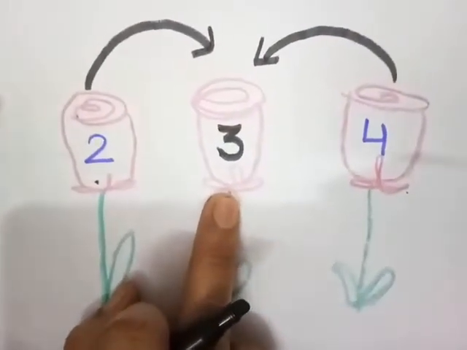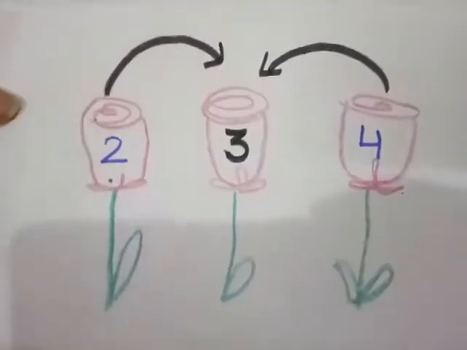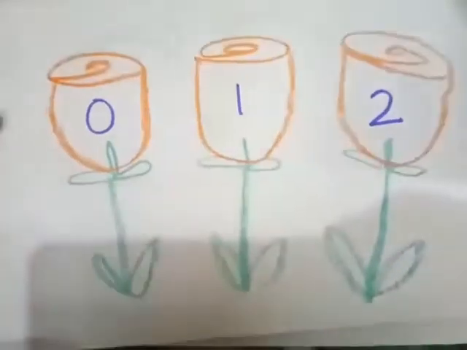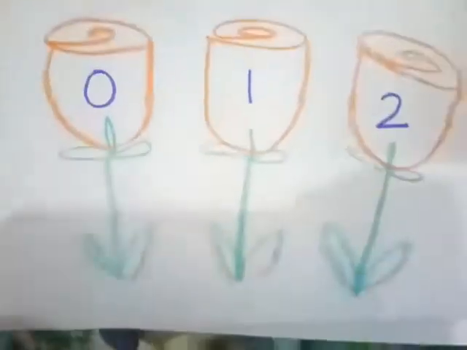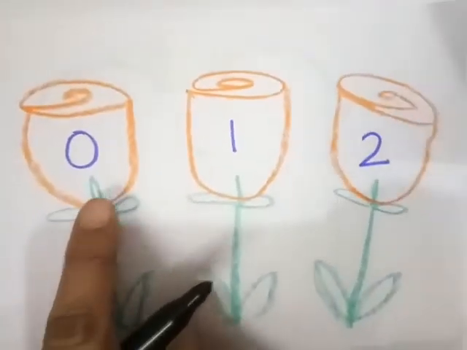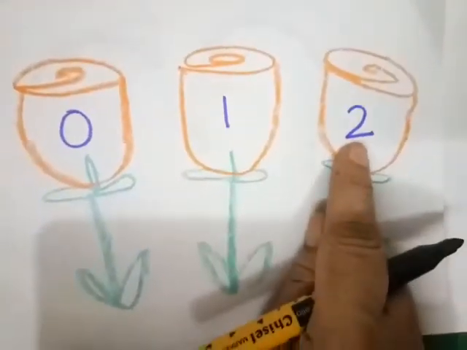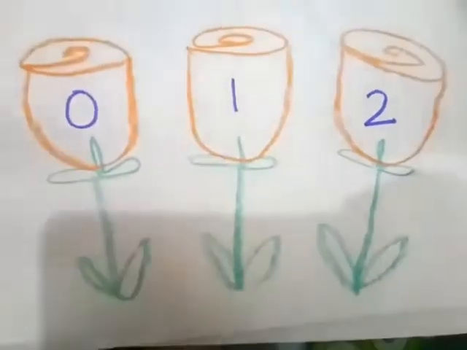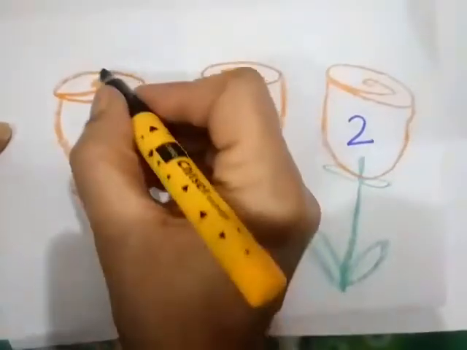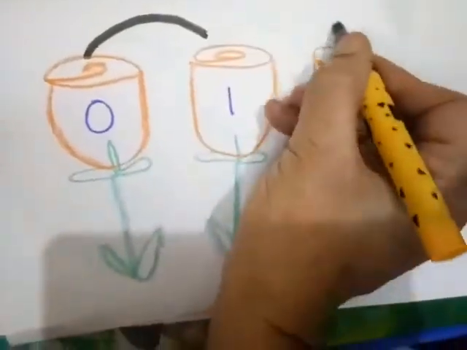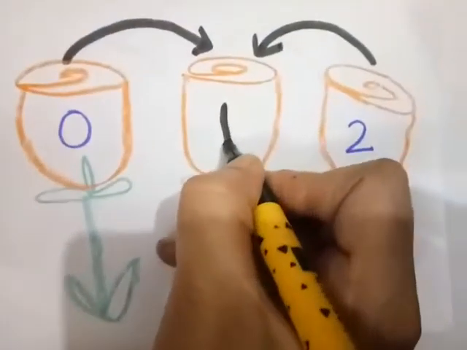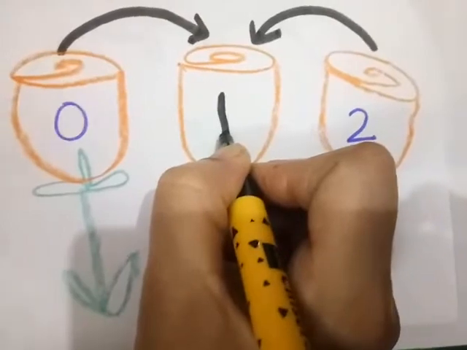Okay, I will show you one more example. See, these are orange roses, and can you see the numbers on the orange roses? Yes, okay. This is 0, 1 and 2. Again, this is my question: which number comes in between 0 and 2? This is number 1.